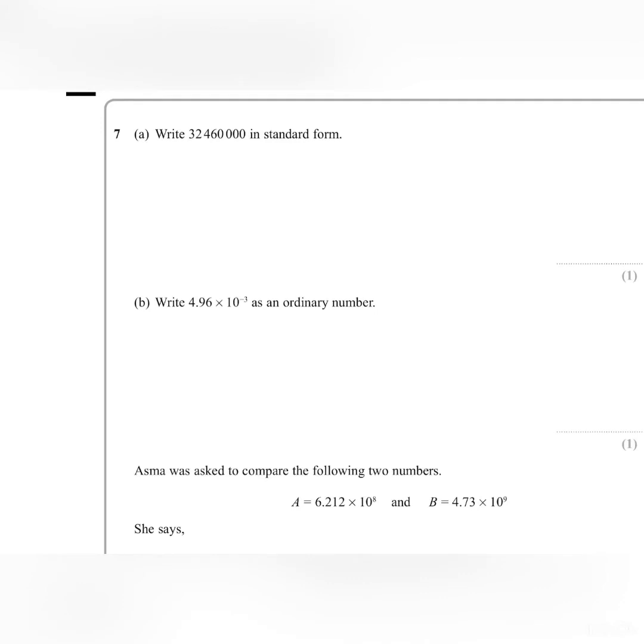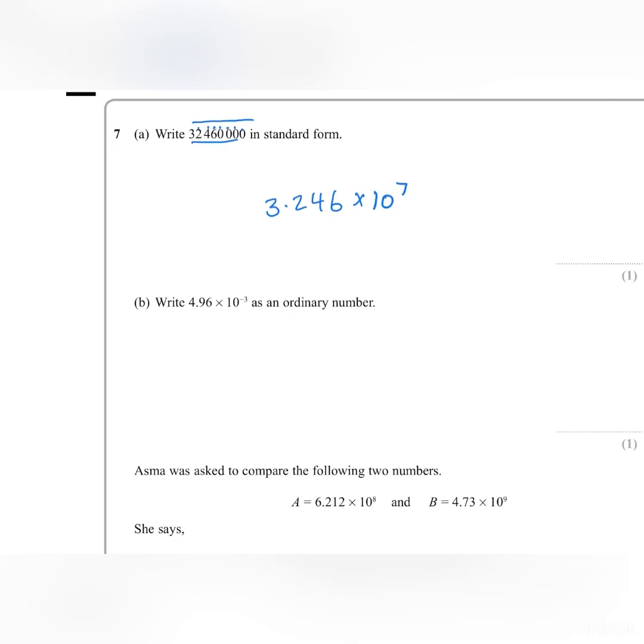Okay, 7A, it says write this very large number, 32,460,000 in standard form. So standard form, 3.246, and how many powers of 10 do we need? So if you look here, we got 1, 2, 3, 4, 5, 6, 7. So times 10 to the power of 7. Okay, so that will be the answer for part A.